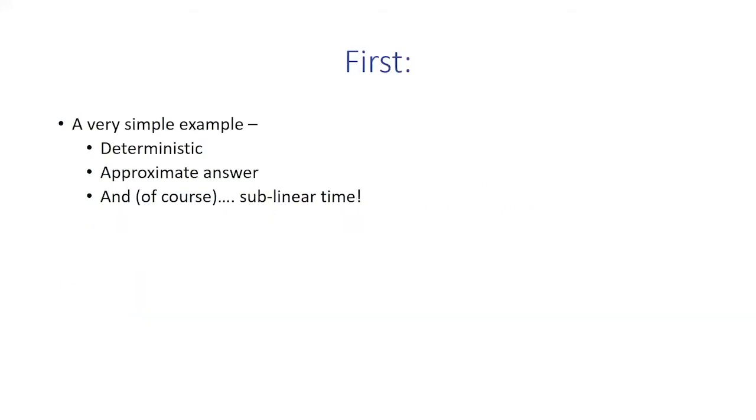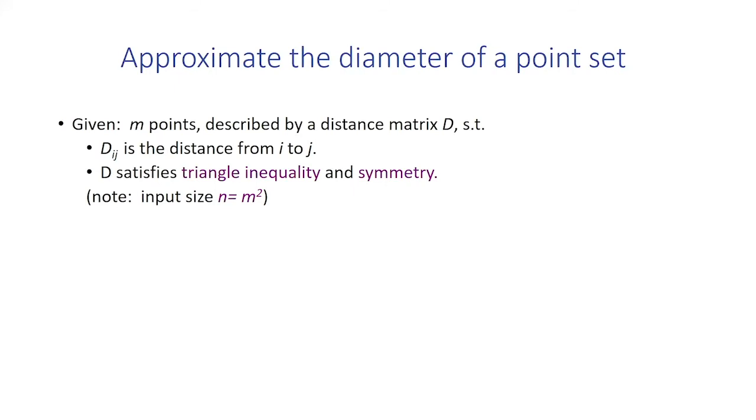Okay, so let's first do a very simple example. It's deterministic. It's going to give an approximate answer. And it's going to be sublinear time. It's the only example I'm going to show you that's deterministic. Everything else is going to be randomized. In fact, it's about approximating the diameter of a point set.